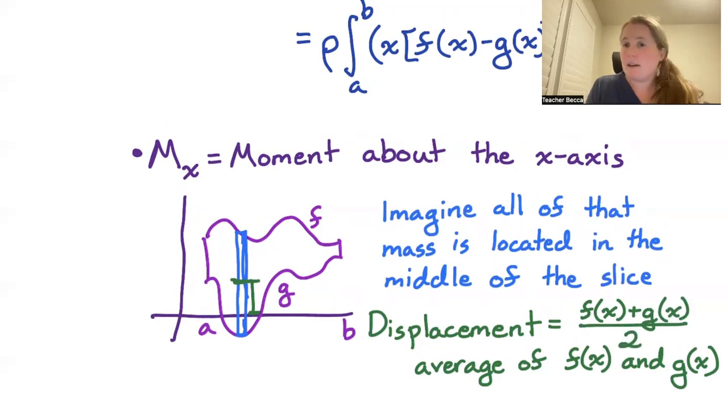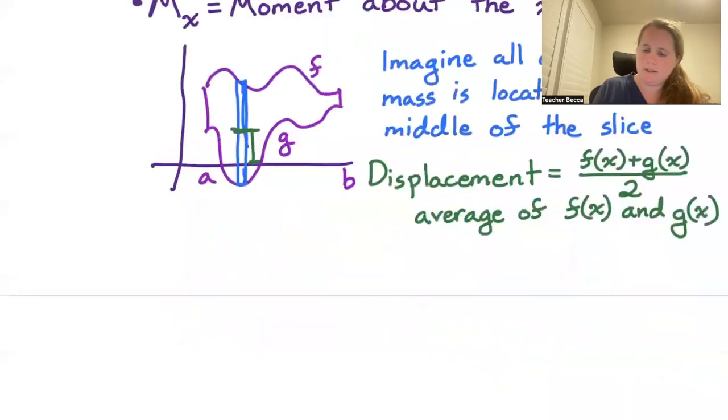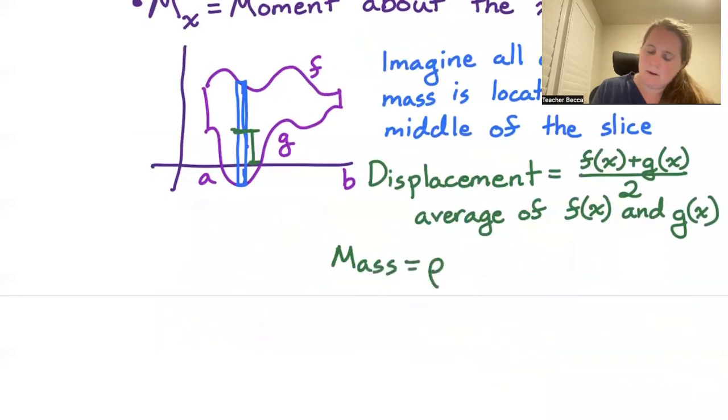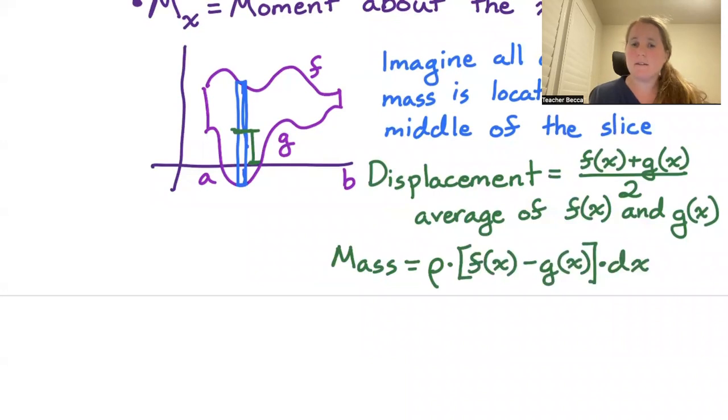And then the mass, we will find exactly how we found before. Once again, I need to give myself more room. I apologize. So the mass, again, is the exact same mass we had previously. So the mass will once again be rho times f of x minus g of x times dx.